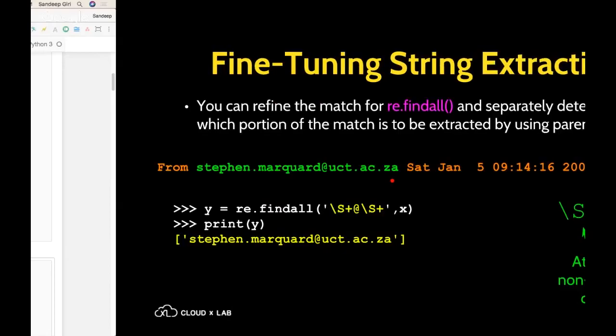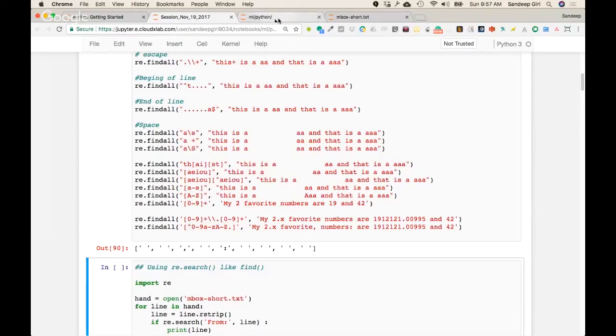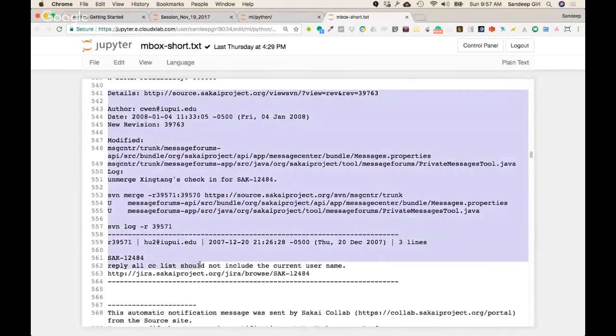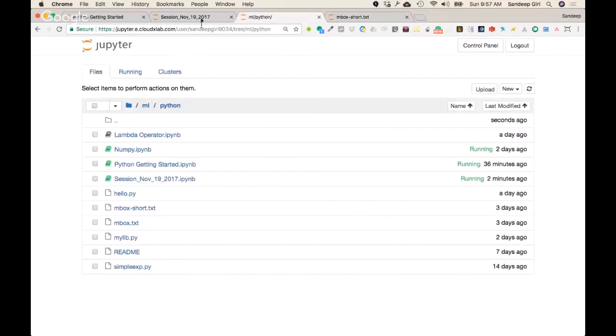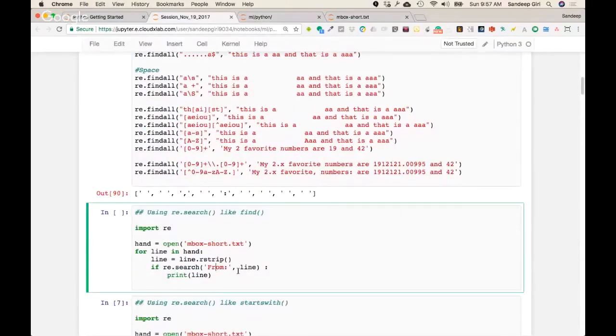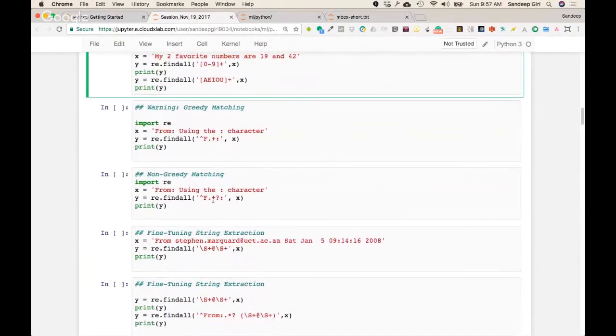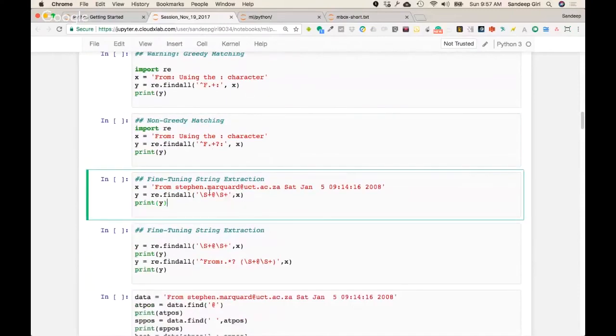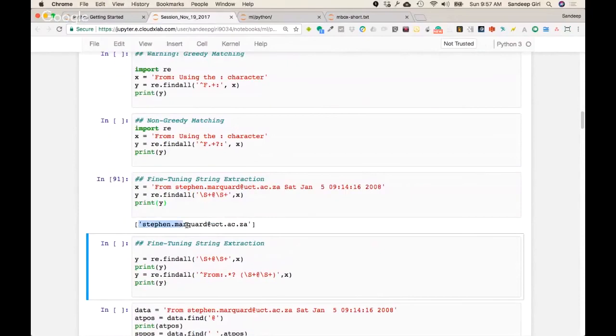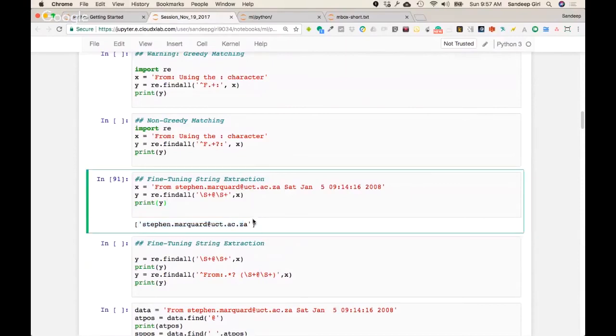Let me just pick up this file and read the entire file. So we have the handle, and from this line we can quickly find all the email addresses. You see that? You could read email addresses quickly.